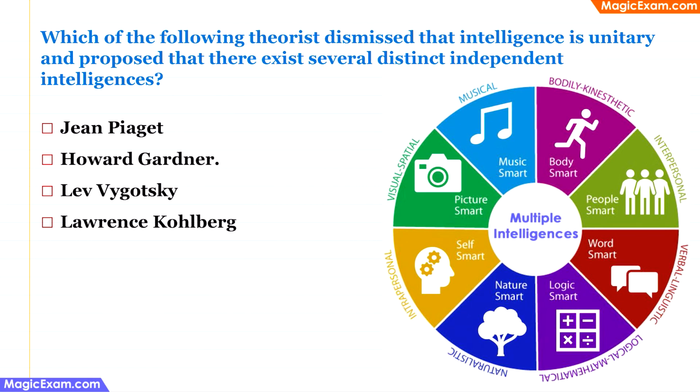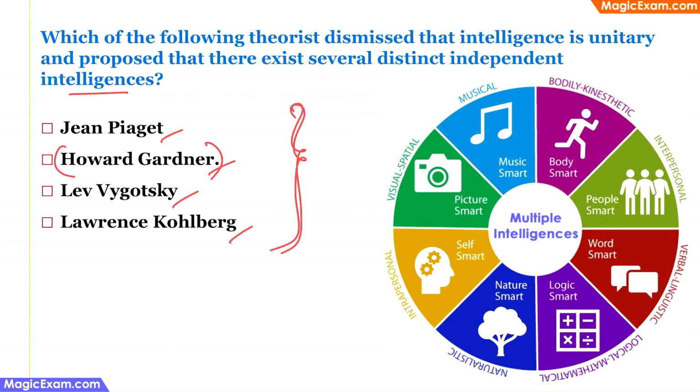Which of the following theorists dismissed that intelligence is unitary and proposed that there exist several distinct independent intelligences? Now, there are four options: Jean Piaget, Howard Gardner, Lev Vygotsky, and Lawrence Kohlberg. All of these four are very important, because you have to know their contribution to CDP. The answer for this question is Howard Gardner, because Howard Gardner proposed that intelligence is not just of one type. There can be many different types of intelligences.